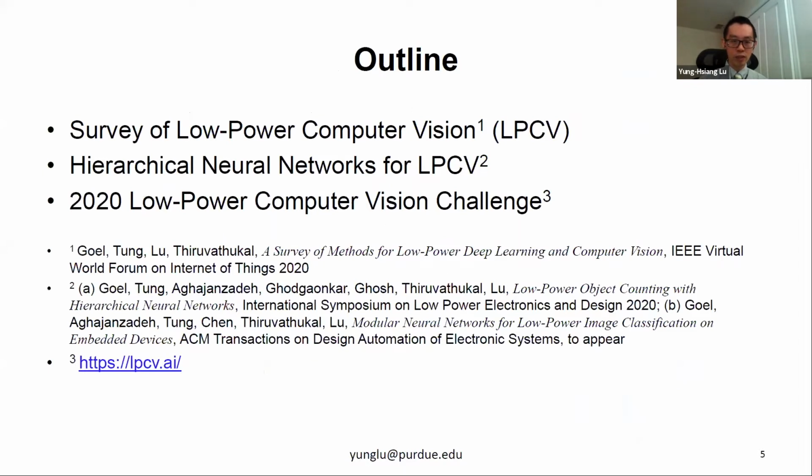In this presentation, I will cover 3 topics. I will give a survey of some methods for low power computer vision. Then the second topic is the recent progress of a hierarchical neural network for low power computer vision done by my research team. And the third is the computer vision challenge for this year. You can find more information at the bottom of the slides.